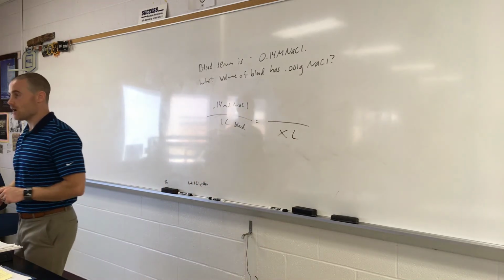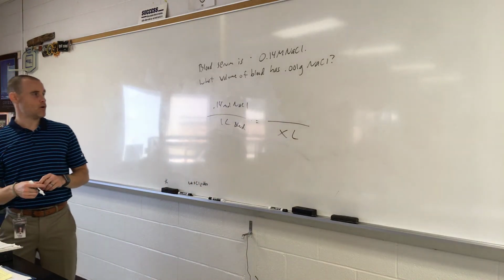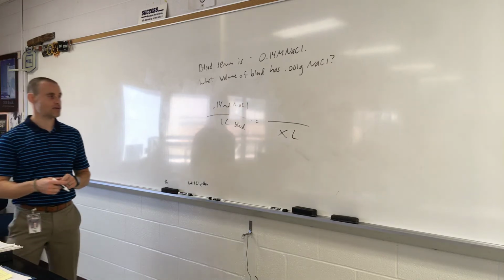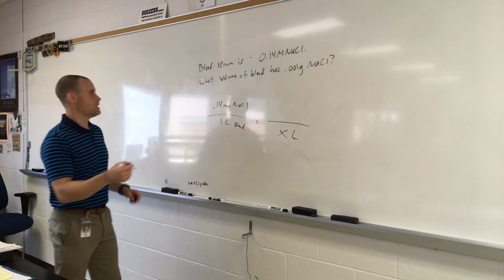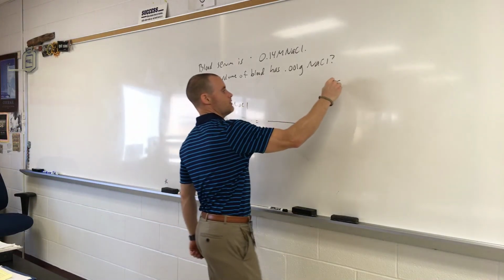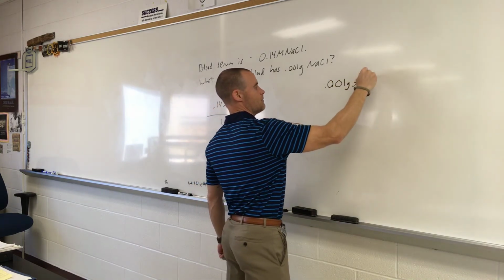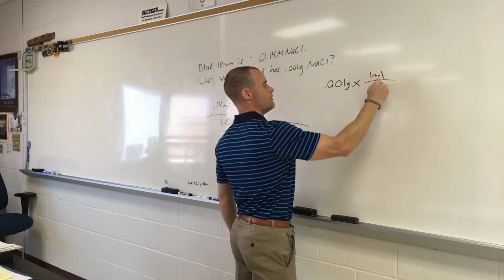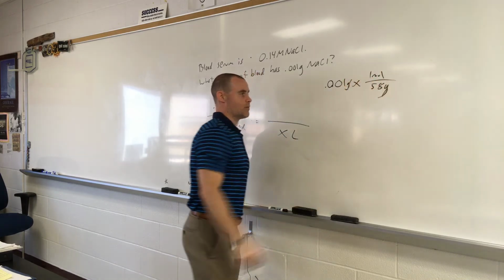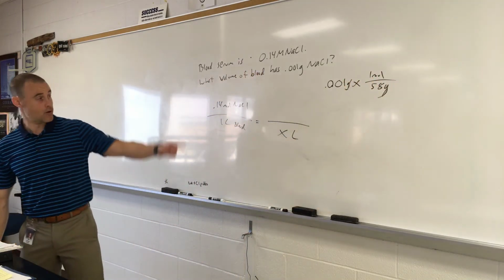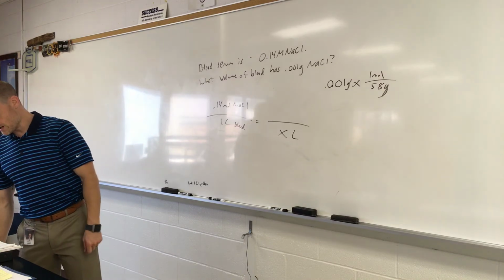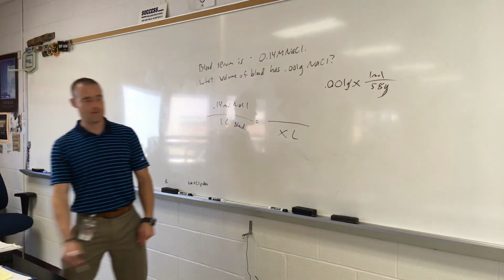All right, this is how I did it. I just took 0.001 grams, turned it to moles, and then did a proportion. So 0.001 grams times 1 mole over 58 grams. So for my moles of salt, the 0.001, I get 1.7 times 10 to the negative fifth.